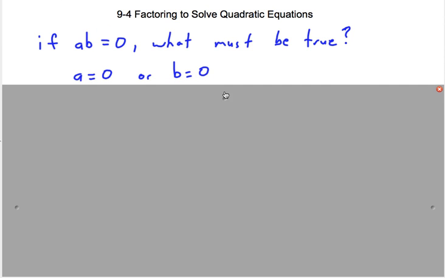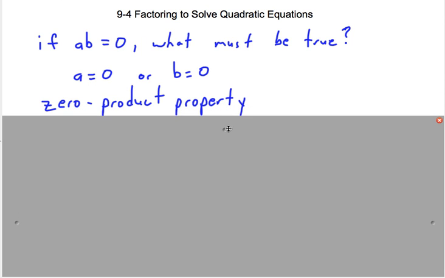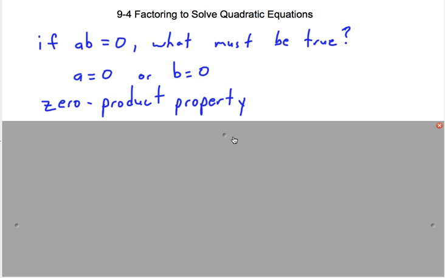Okay, so if AB equals 0, it must be true that A was 0 or B was 0. One of these factors has to be 0 in order for the equation to equal 0. Let's take a look at an example of that. It's called the zero product property. So when the product is 0, one of the factors must be 0.